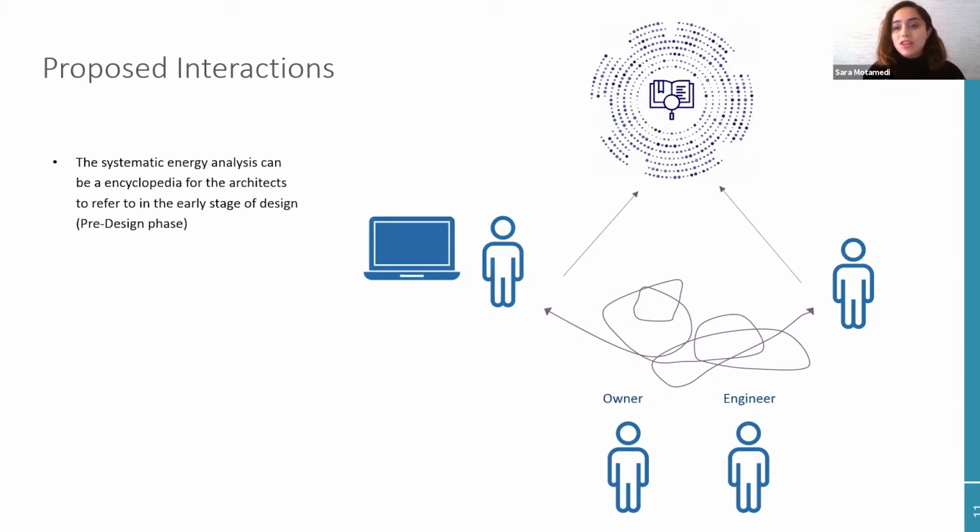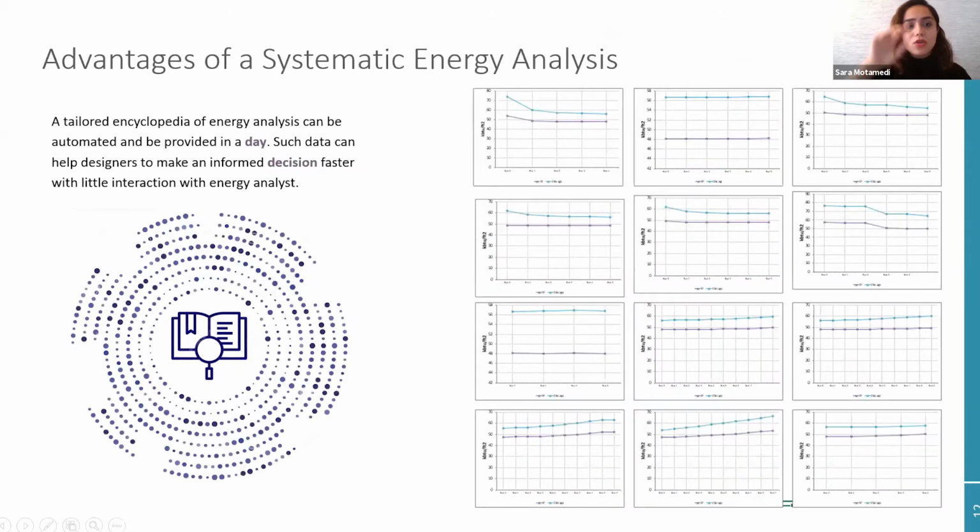It doesn't mean that we're not going to have our messy relationship and interactions, and we are not going to involve other stakeholders. We're still going to have that. But I'm suggesting that maybe if we can start a little bit sooner, give them that information, go over that information with them, it's just more clear for them and they can make more informed decisions. Yeah, such a database, such analysis, can be automated and be provided maybe in less than a day. And the other advantage is that they can make that decision with little interaction with the energy analyst.